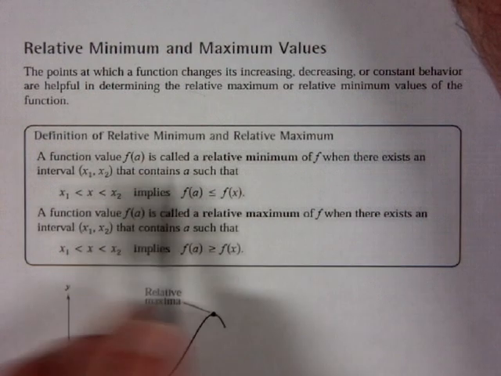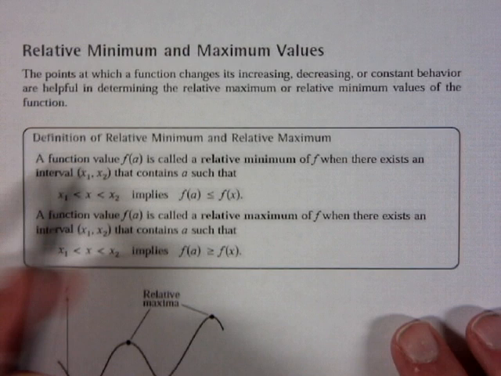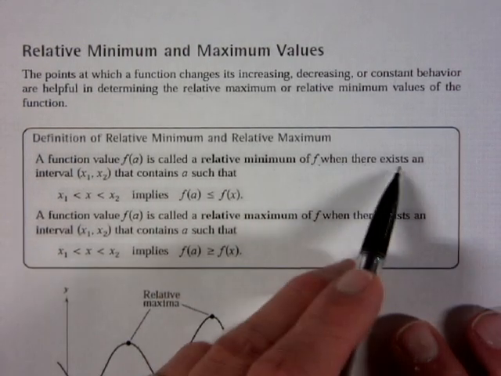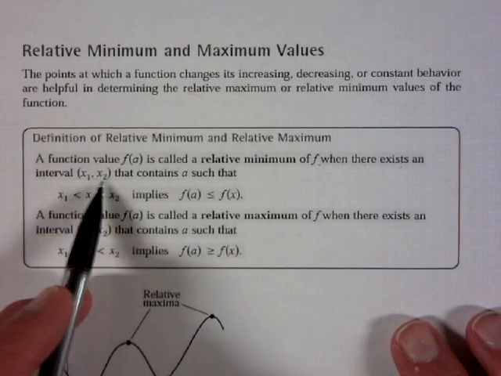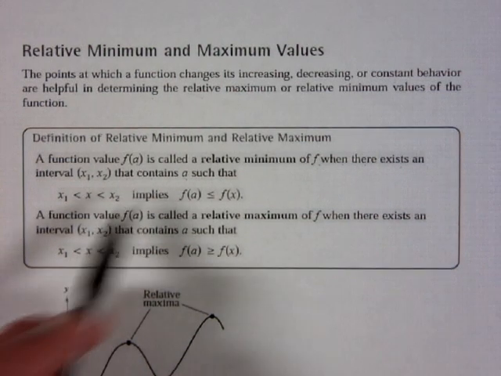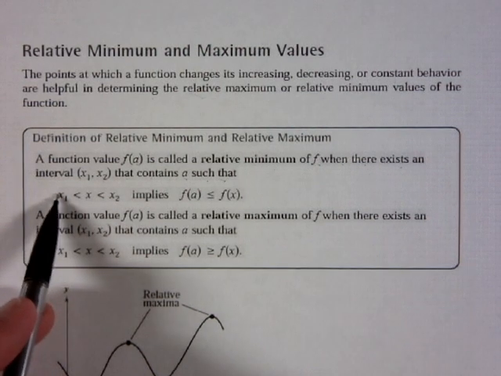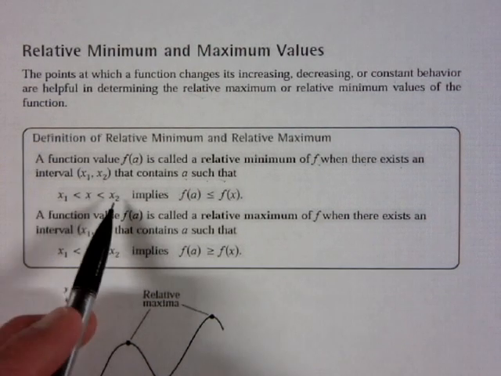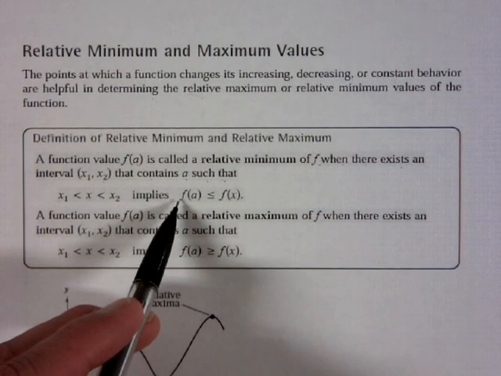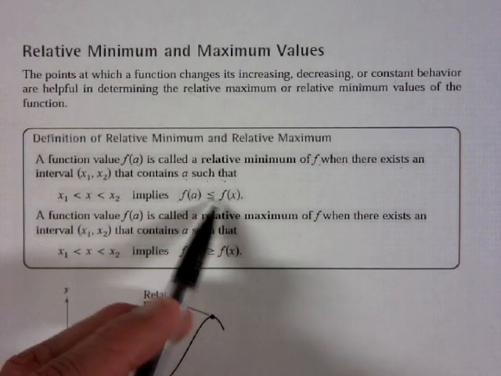All right? Let's see. So we have the formal definitions. More math speak. Let's read through and interpret what it means. It says a function value, f of a, is called a relative minimum of f when there exists an interval from x1 to x2 that contains a, the point you're evaluating, such that this condition applies. When x is between x1 and x2 on the interval, then that implies that f of a is less than or equal to f of x.